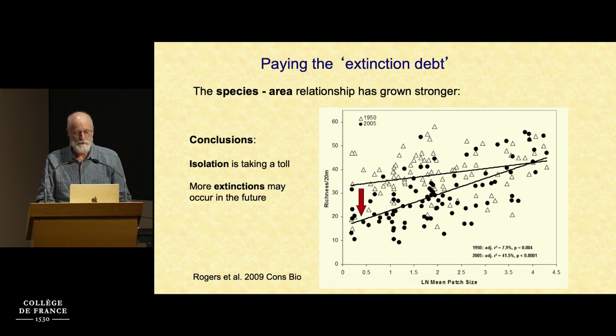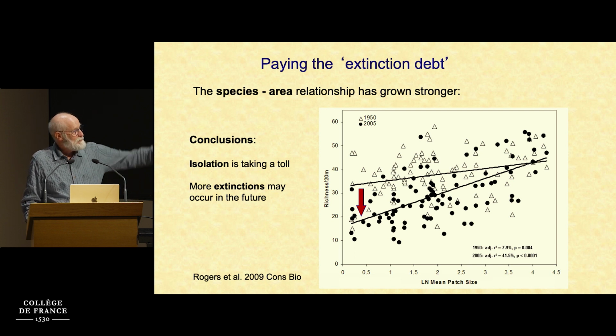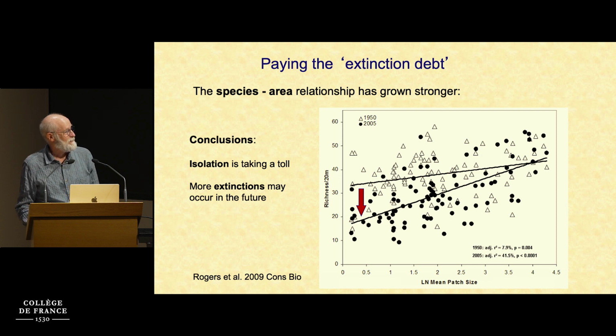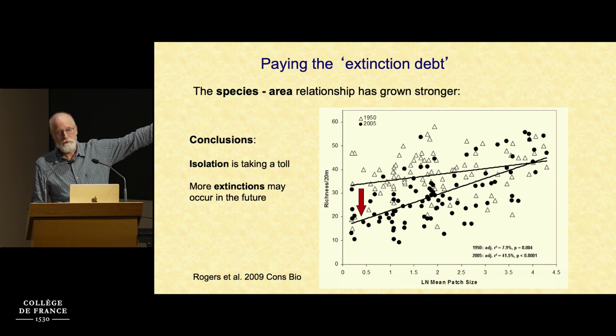This is a clear manifestation of what many have called the extinction debt, derived from island biogeography. The relationship between species richness and area, which was almost as small as 8% R squared in the 1950s, has become far more dramatic by the 2000s. What we don't know is, if we look at the next 20 or 50 years, whether that line will continue to steepen, whether the extinction debt has already been paid, or whether we still owe species.